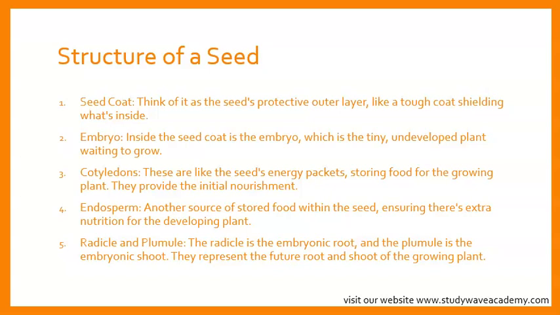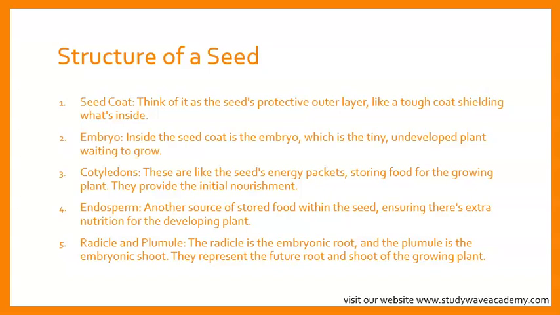And lastly, radicle and plumule. The radicle is the embryonic root, and the plumule is the embryonic shoot. They represent the future root and shoot of the growing plant. So the radicle is the baby root, and the plumule is the baby shoot. They are like the plant's first roots and shoot, ready to emerge when the seed starts growing. Okay? So this is the structure of a seed.